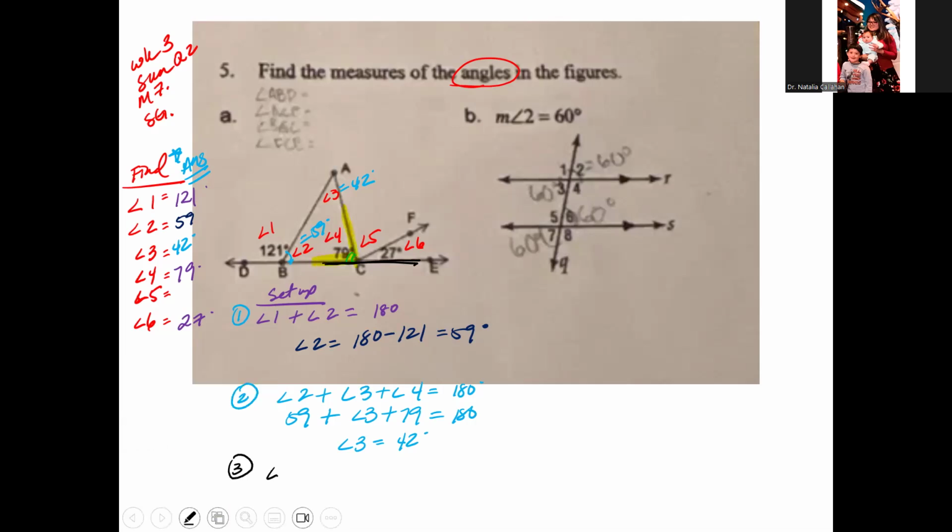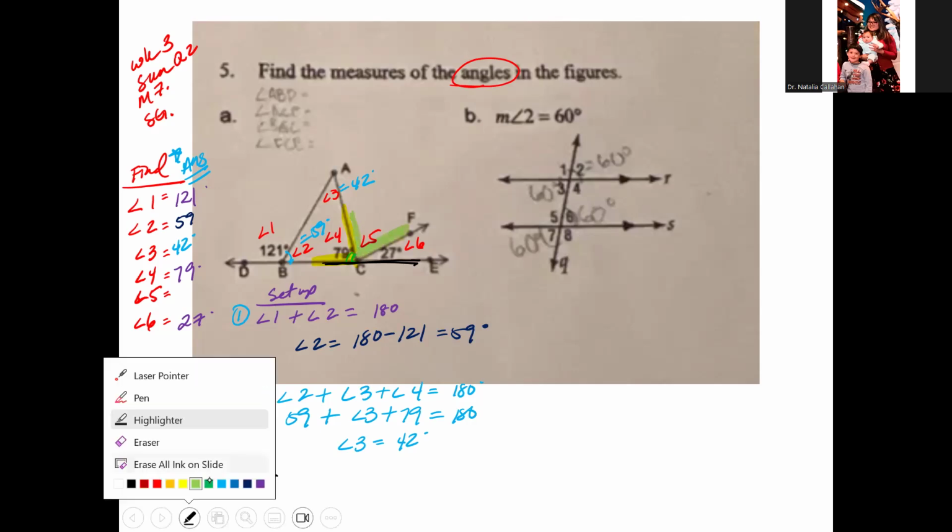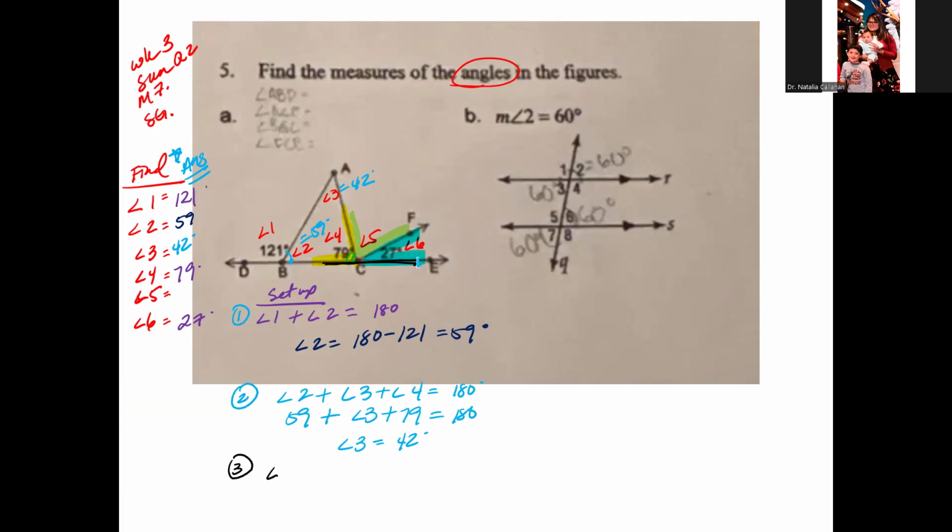This angle here, that's yellow. What angle is that? Good. This angle right here, that's green. What angle is that? Good. And this angle right here in blue, what angle is that? So angle 4, angle 5, angle 6 is equal to what? Good. Now find angle 5. Because that's missing. How would you find that?